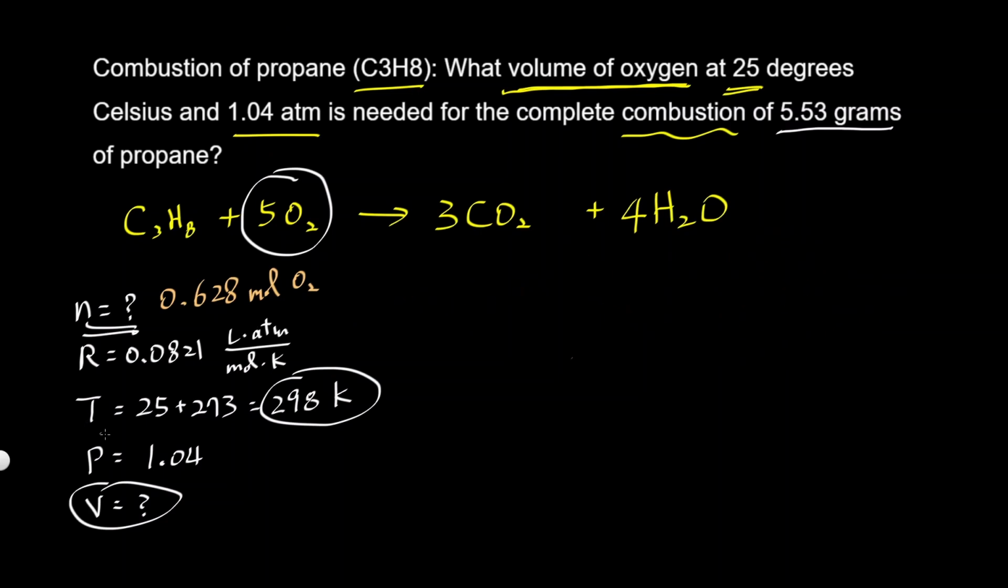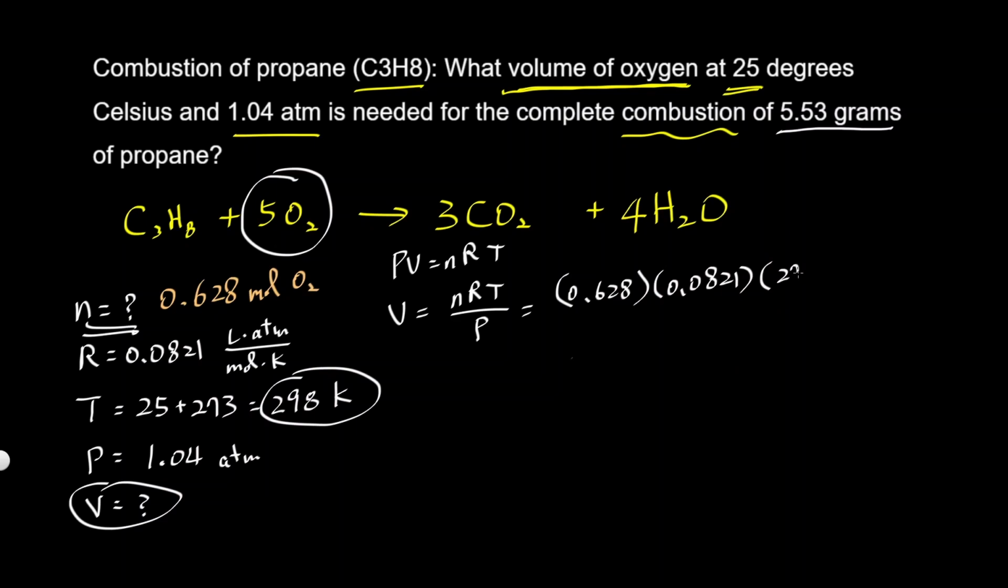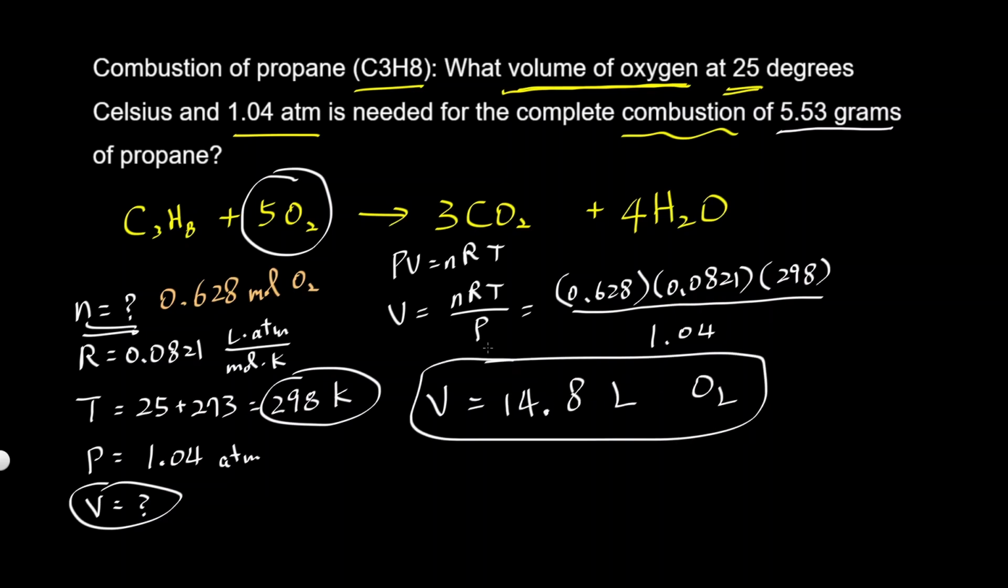So all we need is to solve for V now. Remember, PV equals nRT. So I'll write it again. V is equal to nRT over pressure. You have all the units here, so I'm not going to write the units. I'm just going to put the numbers here: 0.628, that's the number of moles, the gas constant, temperature 298, everything over 1.04. To 3 sig figs, the volume is going to be 14.8 liters of oxygen. That's how you do this problem.